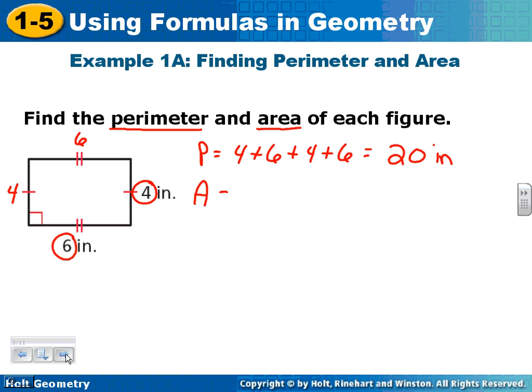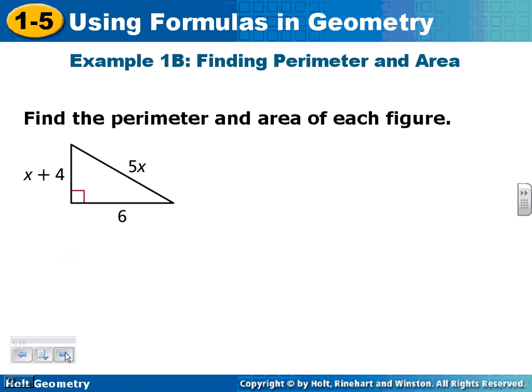The other one is to find area. So I'll say A is, and that's a rectangle. Look back at your formula for rectangle. That's length times width. So it's 4 times 6, which is 24. And we have to label that one inches squared. So there's my 2 answers, perimeter and area.